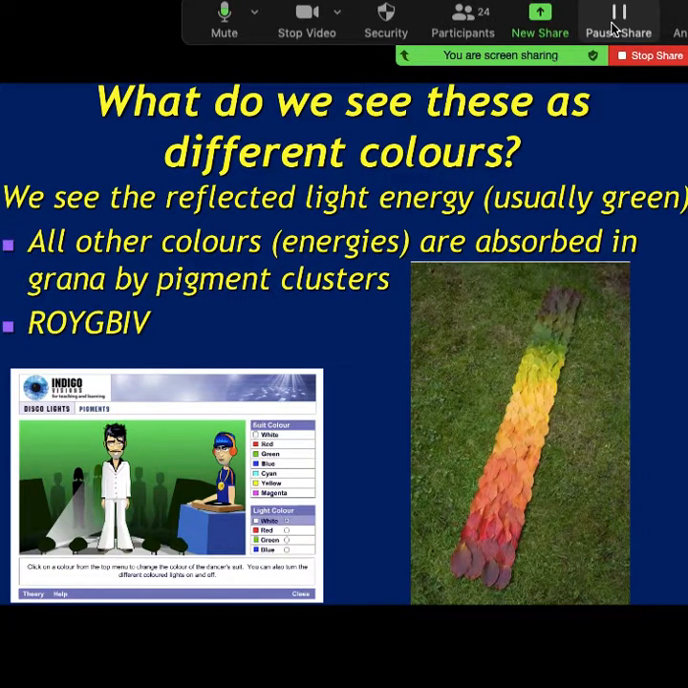That's the Richard of York gave battle in vain. They're the colours of the pigment clusters that could be present. So if you're seeing green, it must mean that red, orange, yellow, blue, indigo, violet are the colours being absorbed, the energy that's being absorbed.